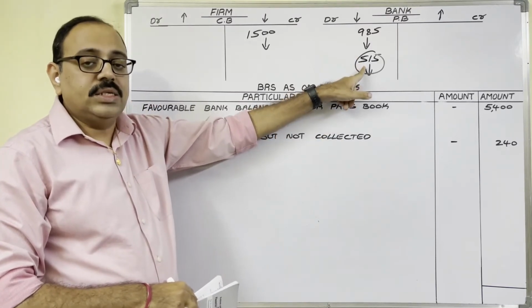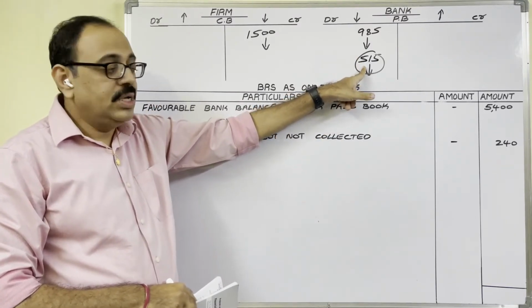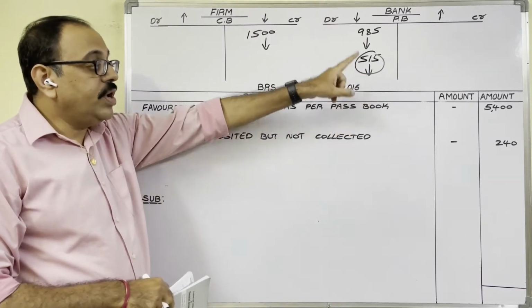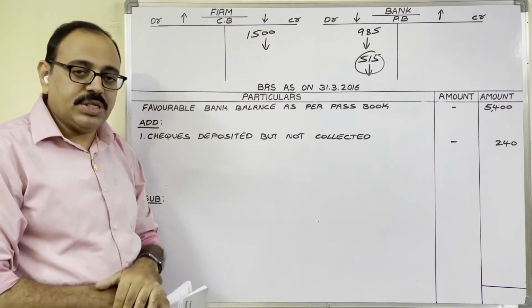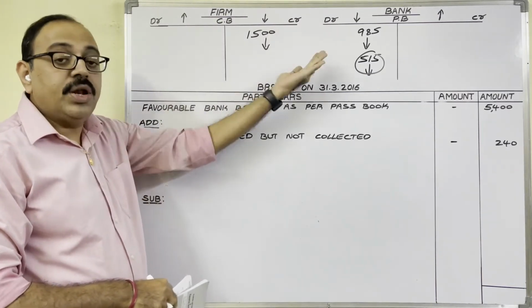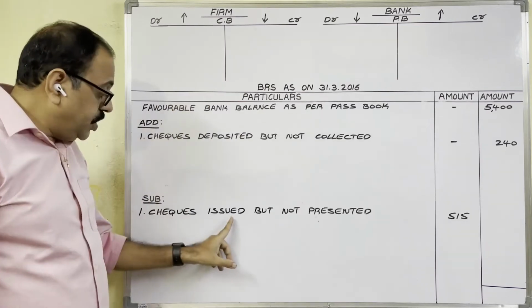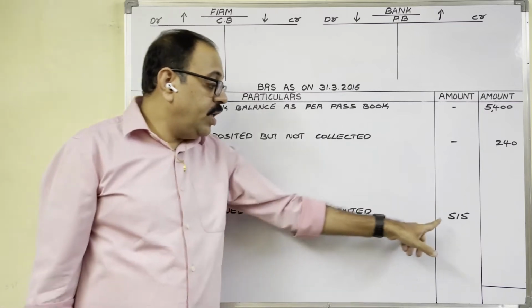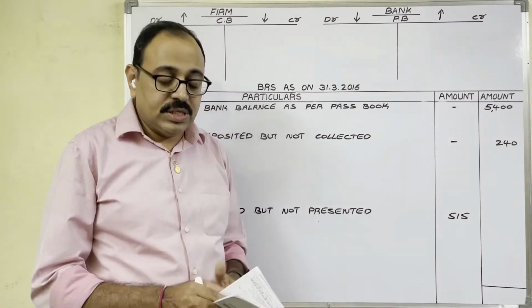We have to decrease 515 rupees in passbook. Decrease means minus, no? So from 5400 we have to subtract this 515 rupees. And what to write here? Checks issued but not presented. We have to subtract, no? Therefore amount in inner column 515 rupees.